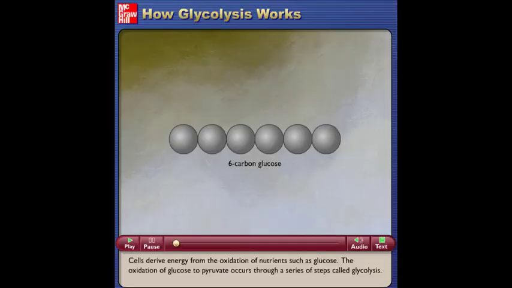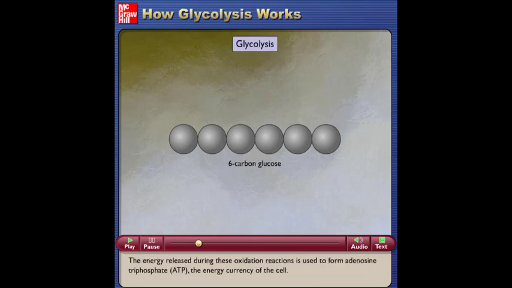Cells derive energy from the oxidation of nutrients such as glucose. The oxidation of glucose to pyruvate occurs through a series of steps called glycolysis. The energy released during these oxidation reactions is used to form adenosine triphosphate, ATP, the energy currency of the cell.